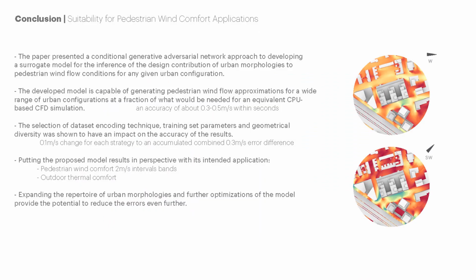So the paper presented a conditional generative adversarial network approach to developing a surrogate model for the design contribution of urban morphologies to pedestrian wind flow conditions, and it was capable of producing an accuracy of 0.8 to 0.5 meters per second within seconds, a fraction of what would be needed for an equivalent CPU-based CFD simulation. The selection of data set encoding strategy and training set parameter geometrical diversity was shown to have an impact on the accuracy of the results, about 0.1 meters per second change for each strategy, to an accumulated 0.3 meters per second error difference.